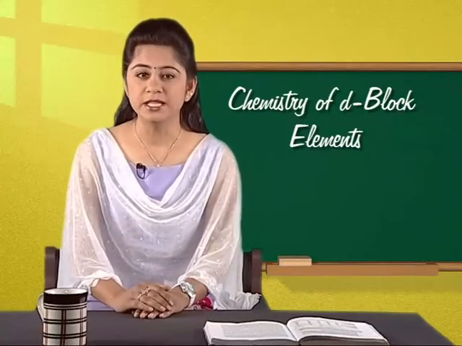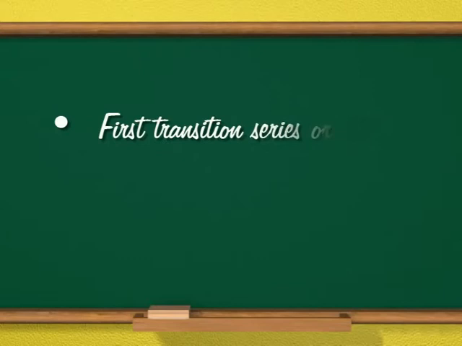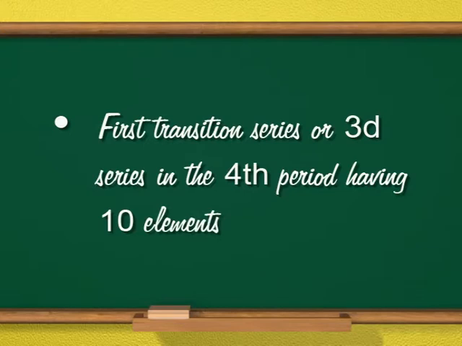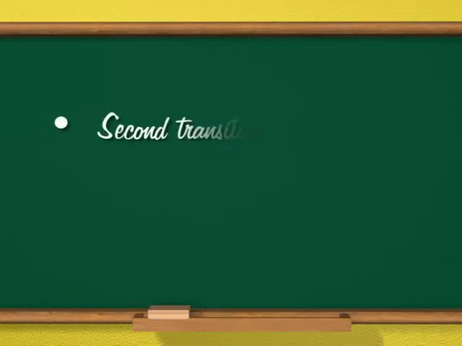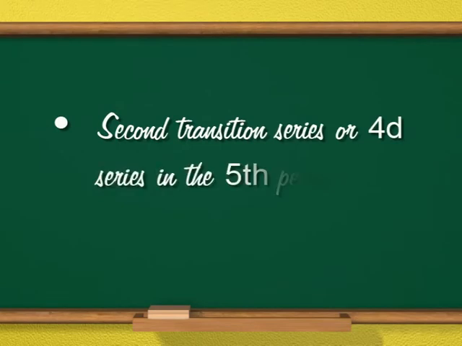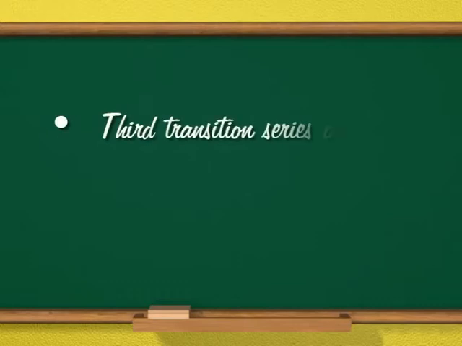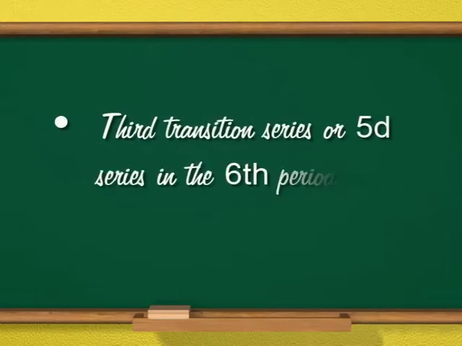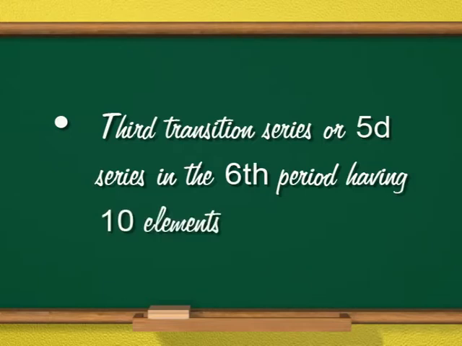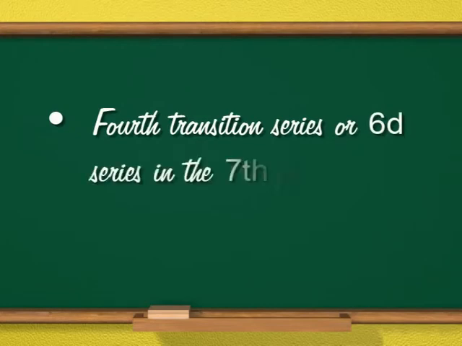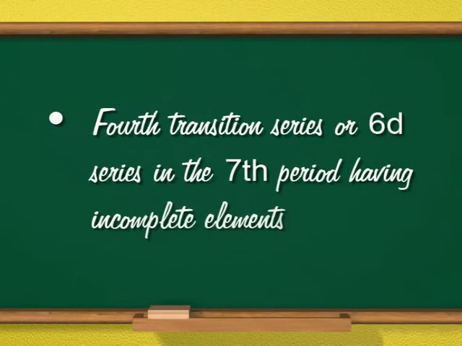All D block elements are classified into 4 transition series. These can be named as first transition series or 3D series in the 4th period having 10 elements. Second transition series or 4D series in the 5th period having 10 elements. Third transition series or 5D series in the 6th period having 10 elements. Fourth transition series or 6D series in the 7th period having incomplete elements.